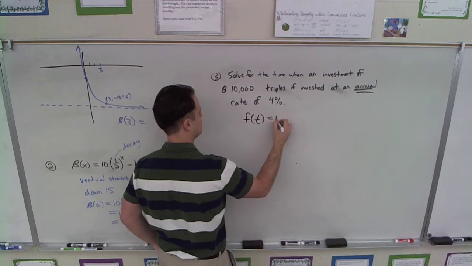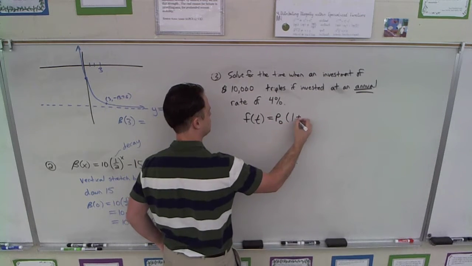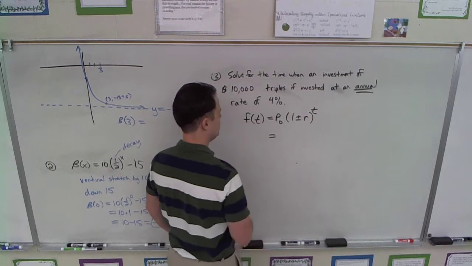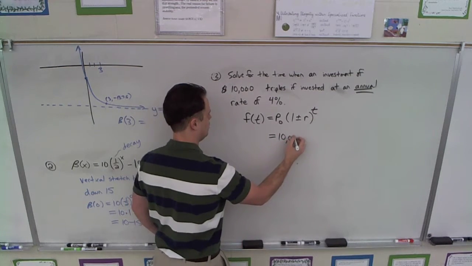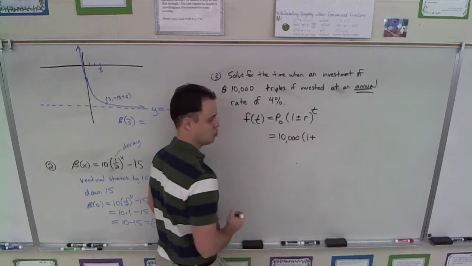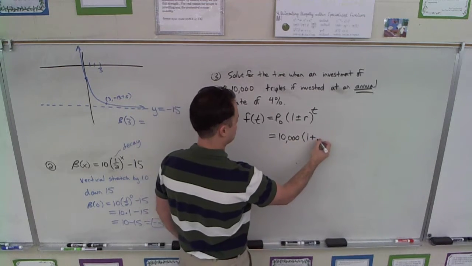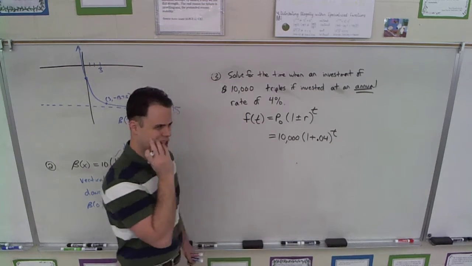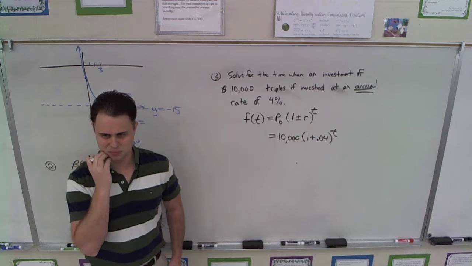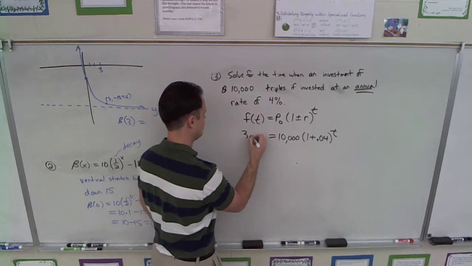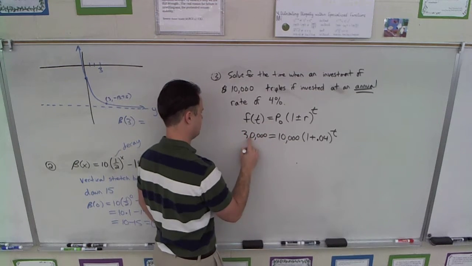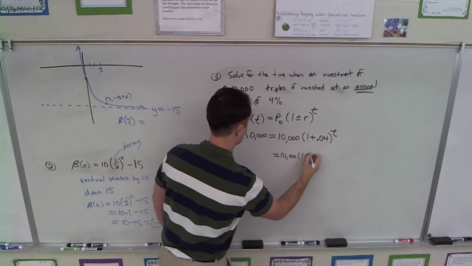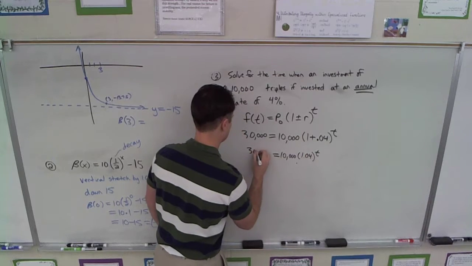F of t equals the principal amount of the investment times 1 plus or minus some rate of annual investment raised to the time. The principal we had here was 10 grand. I think it's growing, so we're going to plus 4%, which is 0.04, to the t. And what are we going to put over here if we're supposed to triple it? 30,000. Okay, so that's going to be 10,000 times 1.04 to the t equals 30,000.